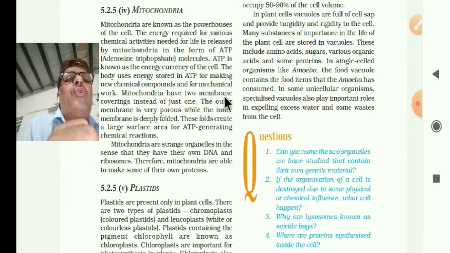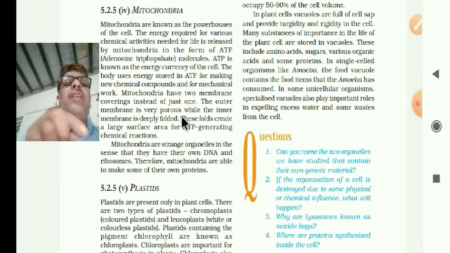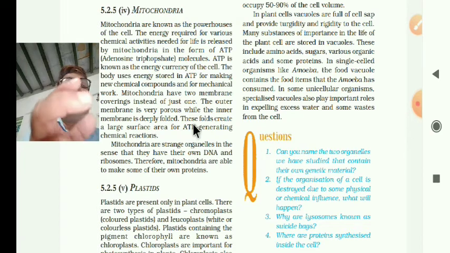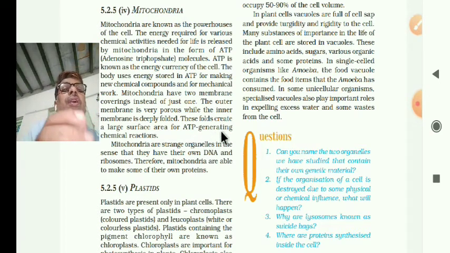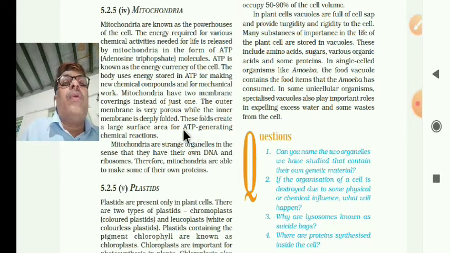Mitochondria have two membrane coverings instead of just one. The outer membrane is very porous, so materials can pass through, while the inner membrane is deeply folded. This folding creates a large surface area. Due to the folded structure, a lot of chemical reactions take place, so much energy is also produced.